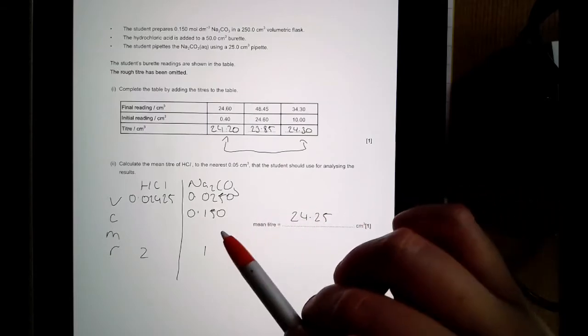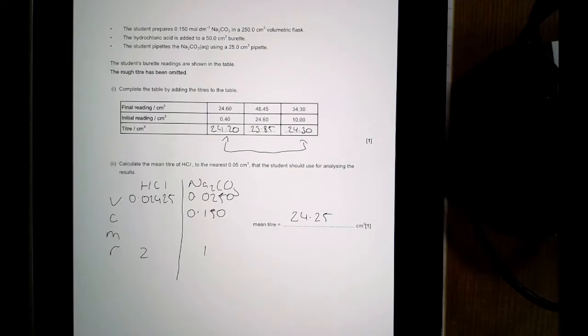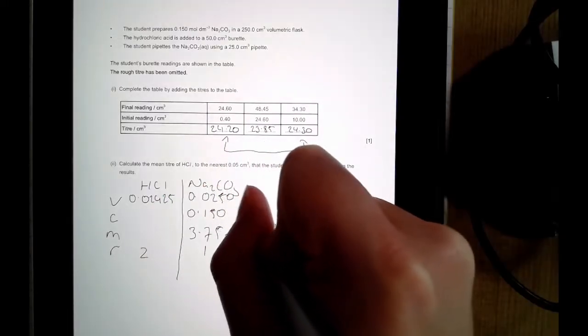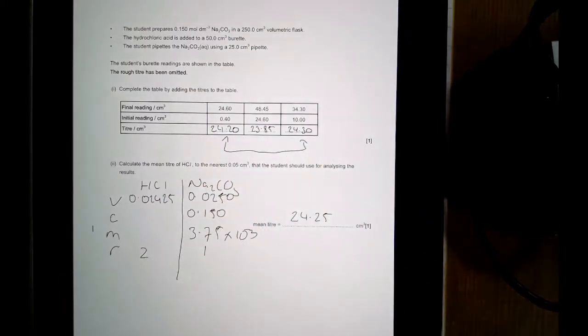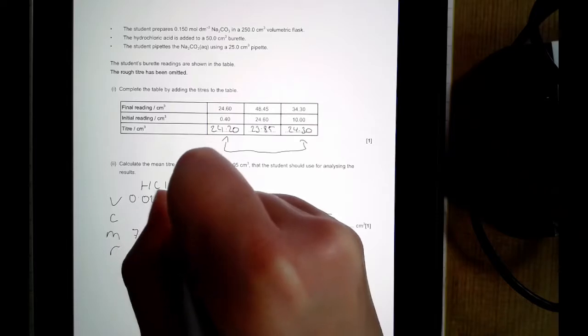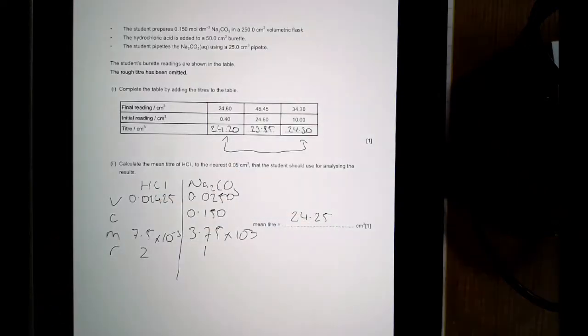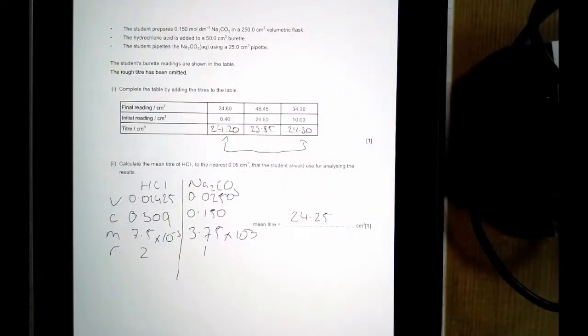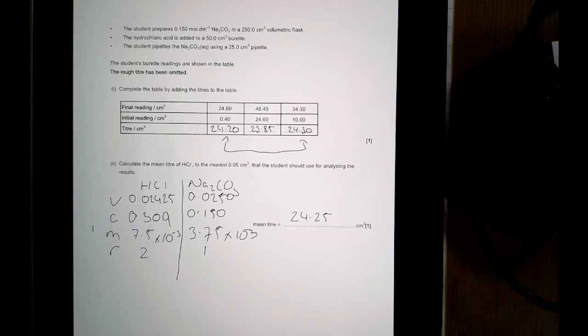Using my triangle, moles is volume times concentration, so that's going to be 0.0250 times 0.150, and I get 3.75 by 10 to the minus 3. If I times that by 2, according to my ratio, I get 7.5 by 10 to the minus 3, and I'm going to be dividing that by my volume, and I get 0.309, and that's going to be my concentration.